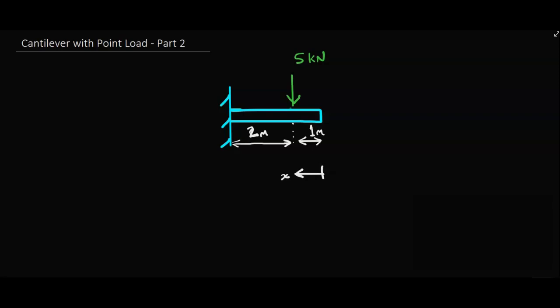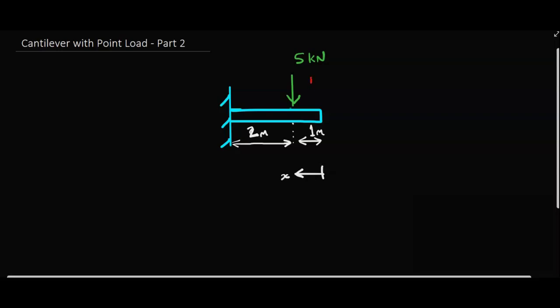We've got our x coordinate down here, which is measured from the tip going towards the root. And as with my previous example, we will need to take some imaginary cuts. We'll have one here, we'll label that one as cut number 1, and cut number 2 is some arbitrary position here. Right, okay, let's go ahead with the analysis.